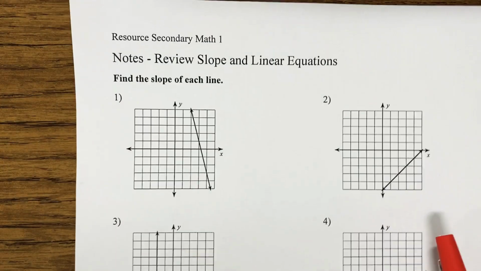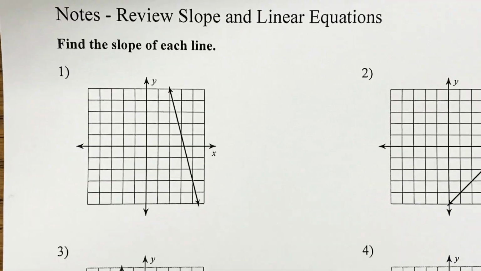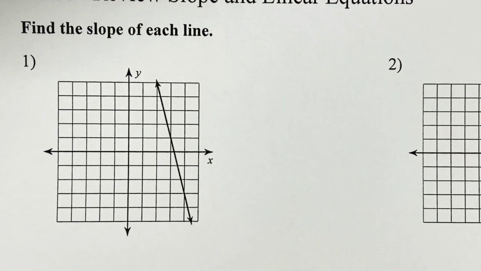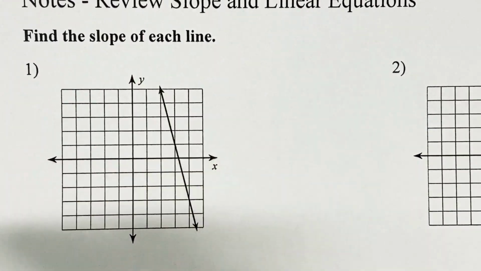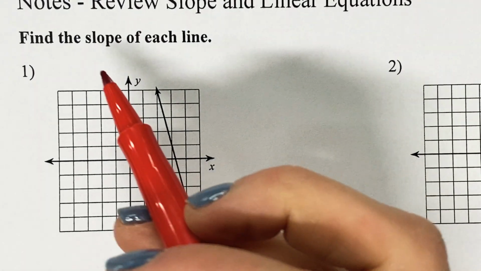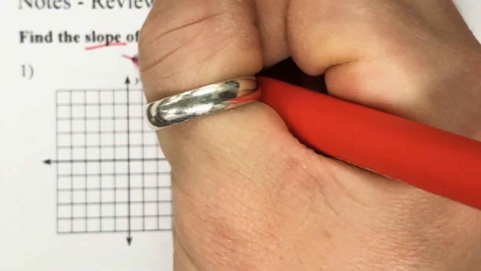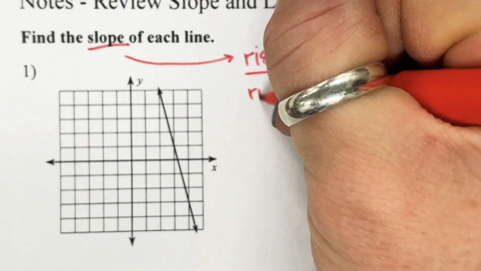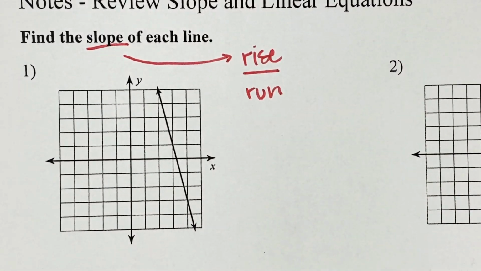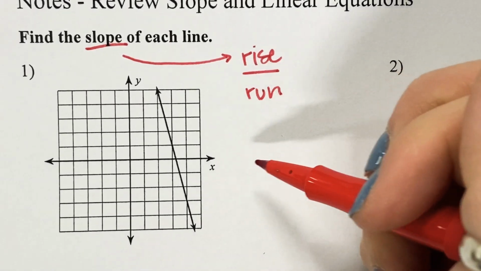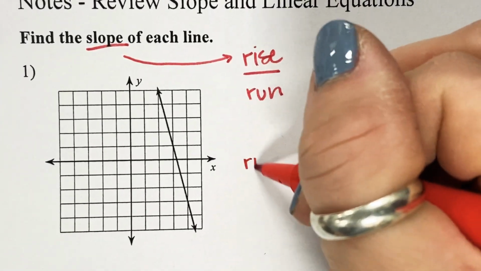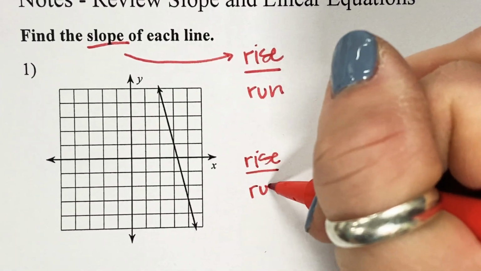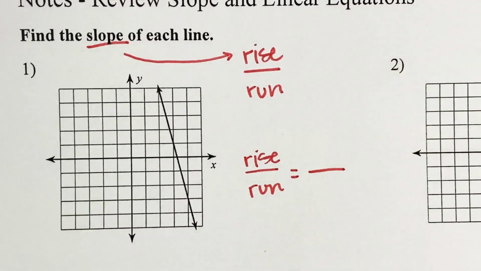Okay, so if we look at numbers 1 through 4, it's giving us a graph and we're asked to find the slope of each line. Well, whenever we're trying to find the slope of each line when given a graph, we are going to use rise over run. Okay, so let's look at number 1. We're trying to find rise over run. What is this going to be?